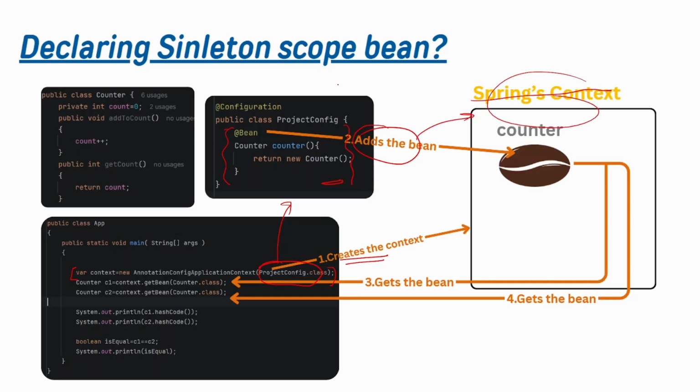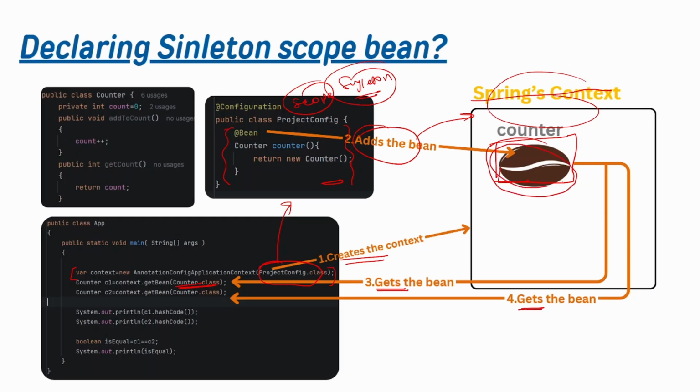Since there is no scope specified here, by default it is of the singleton type. So basically only one instance of the counter is created and added to the Spring context. And whenever we try to retrieve it from the Spring context, Spring gives us the reference of the same bean.